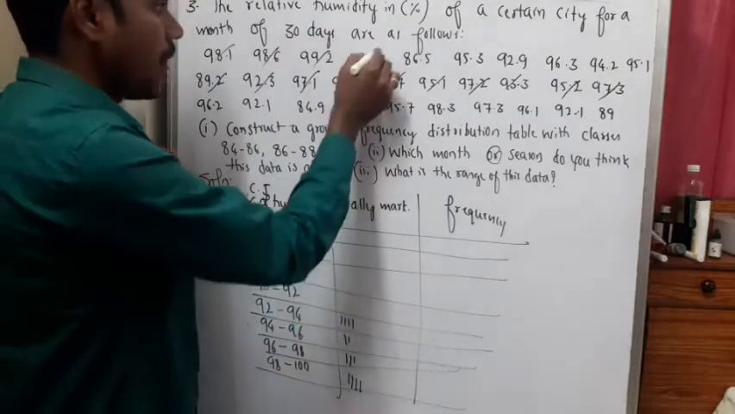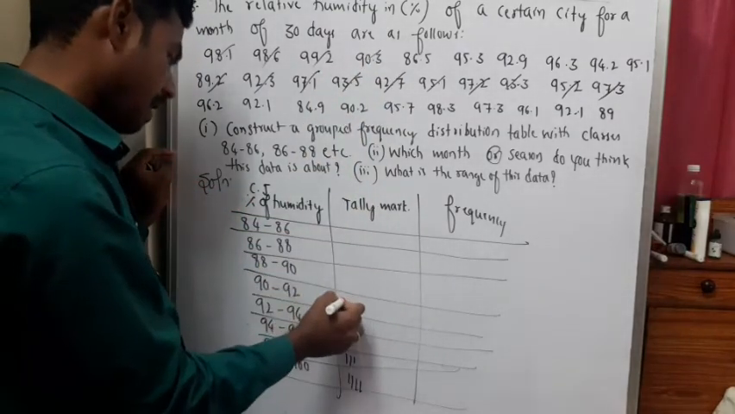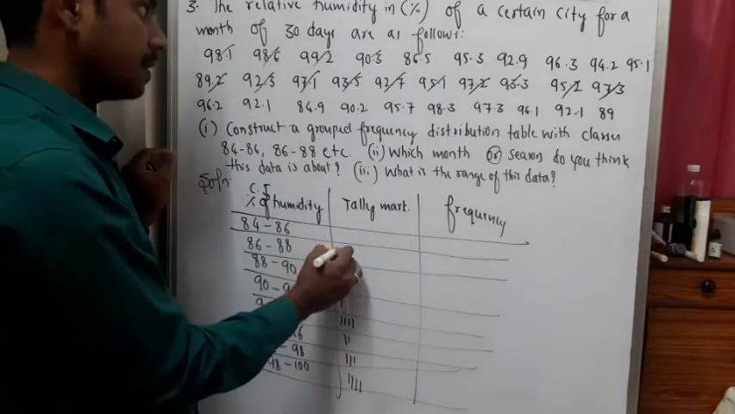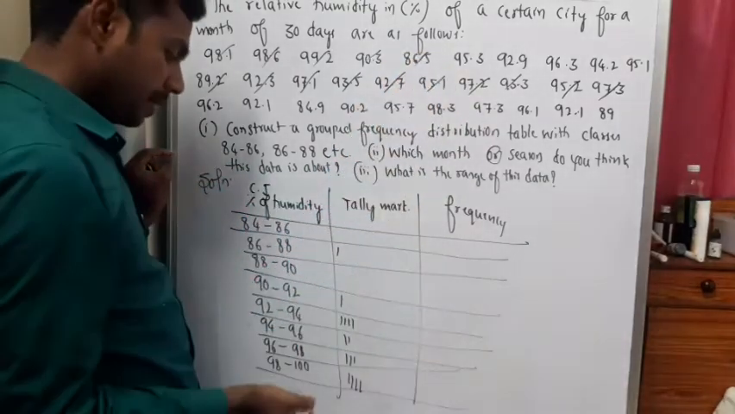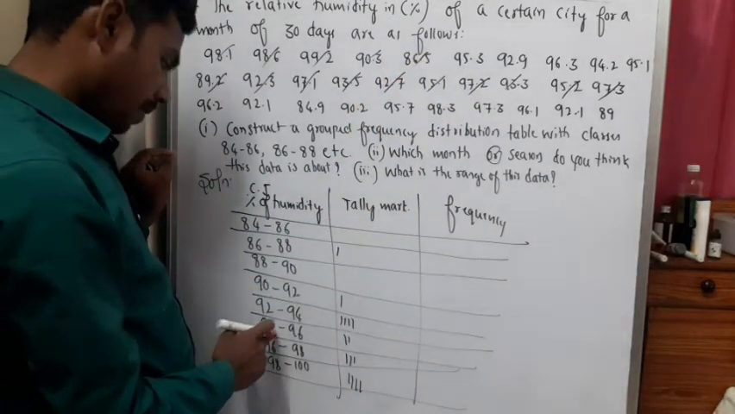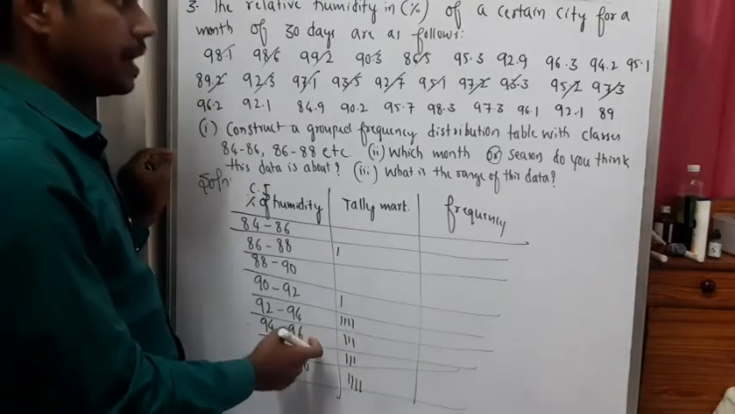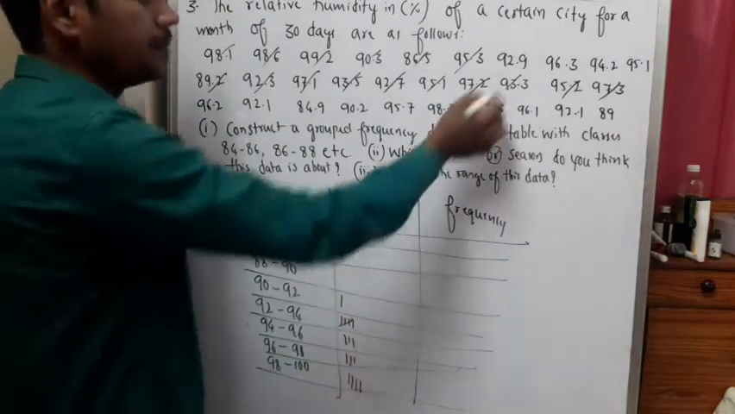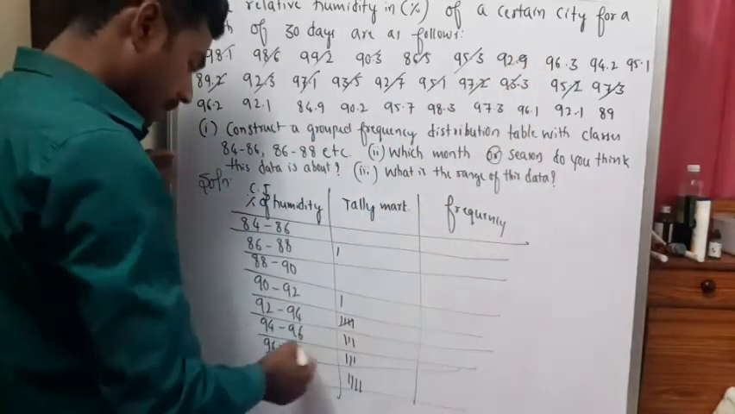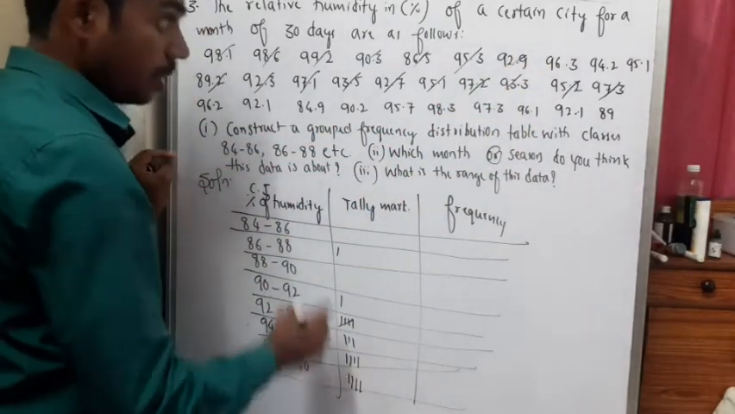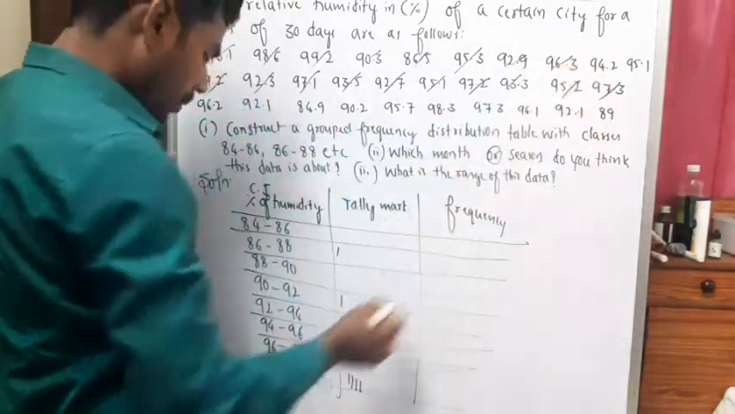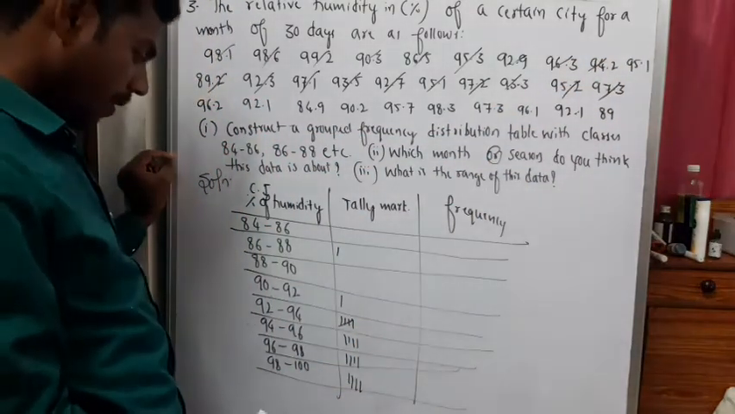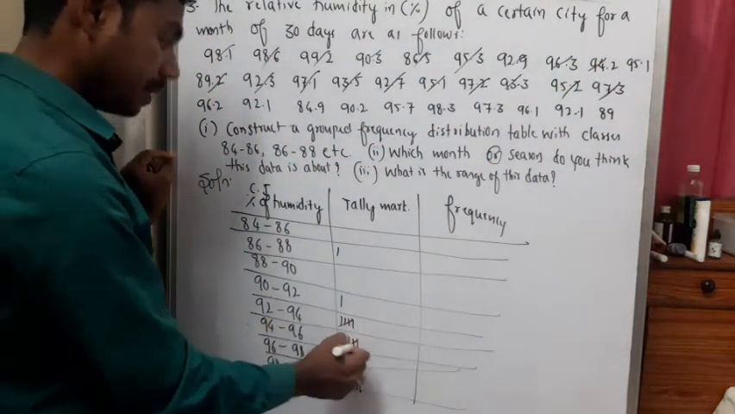90.3. So it is between 90 and 92. 86.5. So it is between 86 and 88. So 95.3. So it is in between 94 and 96. 92.9. Where is 92.9? Again it will come here. 96.3. It is between 96 and 98. 94.2. 94.2 again it will come here. 95.1 it will fall in between 94 and 96.